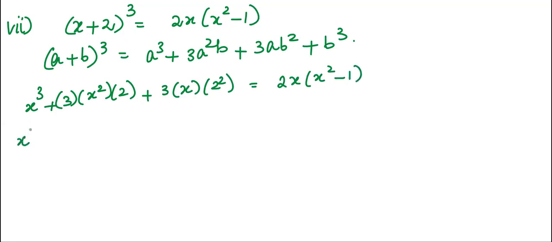Now let's simplify this one. So x cube plus, now this is everything in product form. So 3 into 2 will be 6. So that will become 6x square. Again 3 into, this is 2 square will be 4. So 3 into 4 will be 12. So plus 12x, okay, which is equal to, let's remove the bracket for this one also. So 2x into x square will become 2x cube minus 2x. That is 2x into 1.